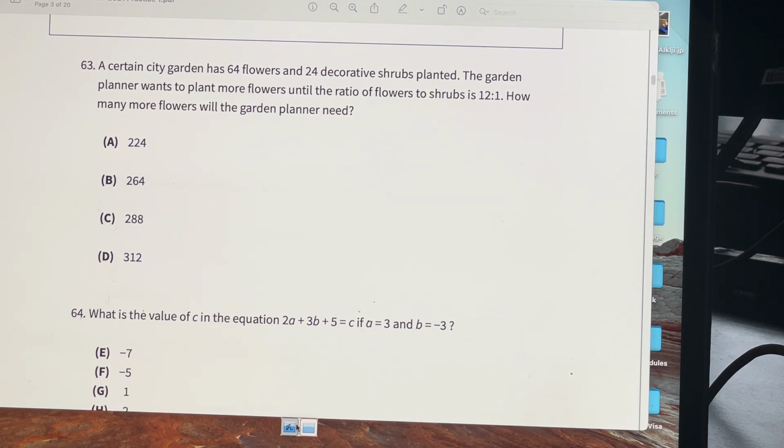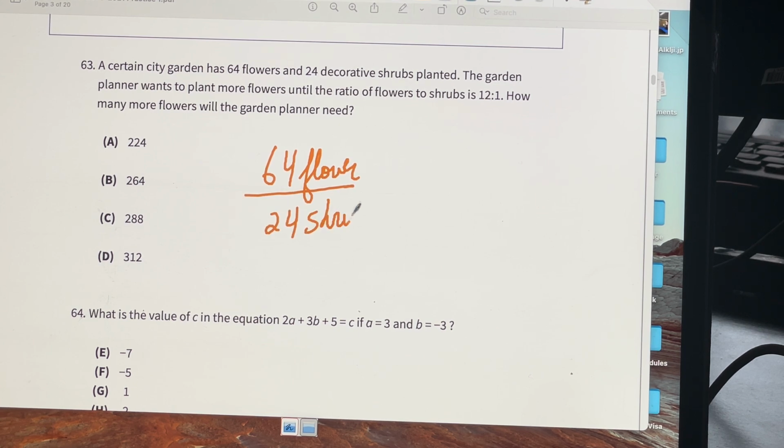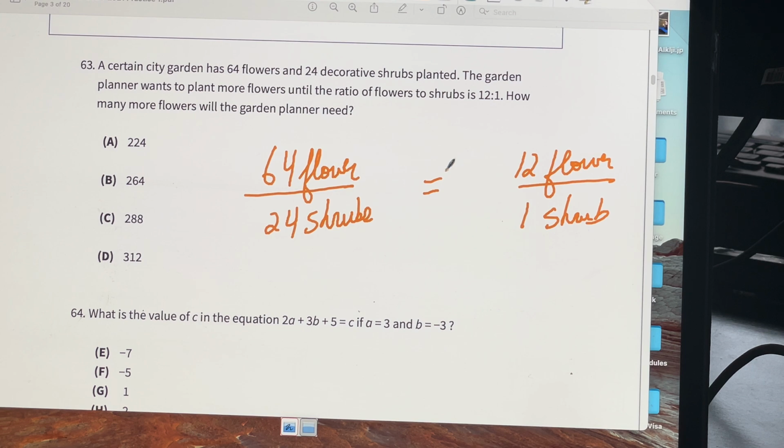Okay, so we have something here. We have a ratio. It says that the ratio of flowers to shrubs is 64 to 24. So that's our ratio right now. But they want the ratio to become 24 to 1 shrub. How do we get that? How do we do this?